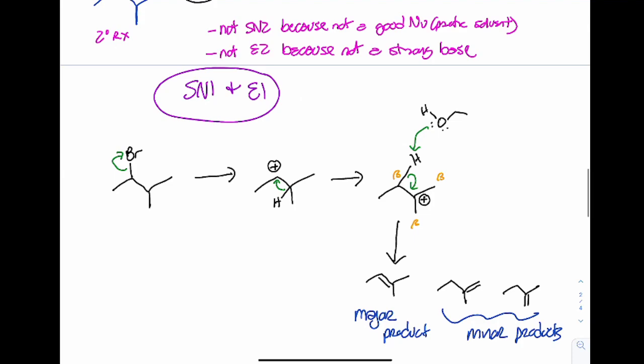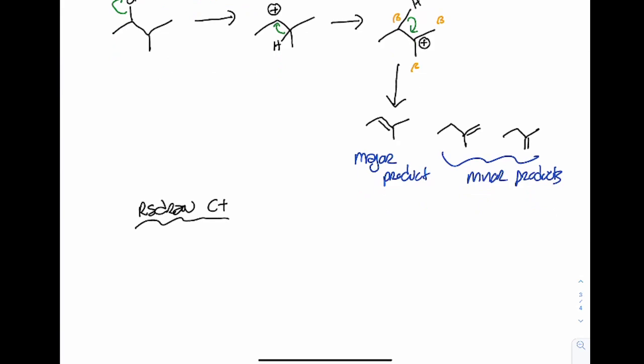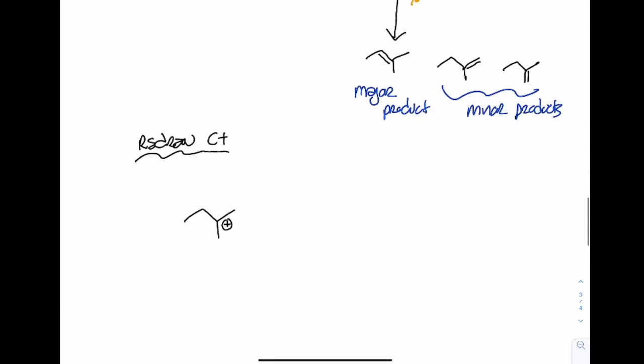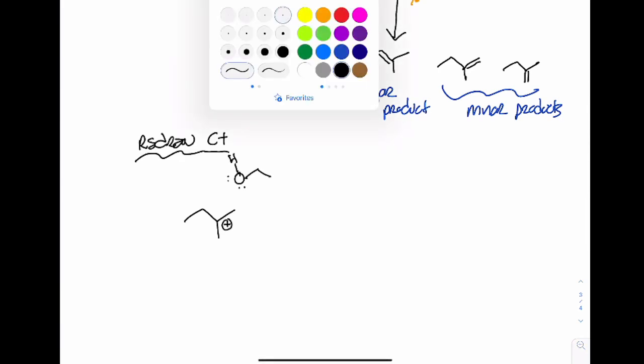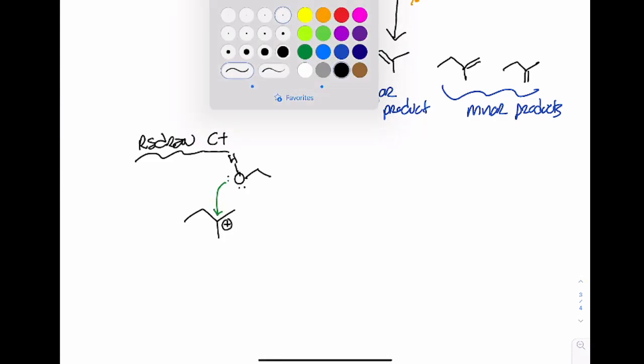I'm going to redraw that intermediate, because we need to do the substituted product also, right? We're getting SN1 and E1. So redrawing this. This time I'm going to have ethanol act as a nucleophile and bond to that carbon. So I'm going to bond to that non-octet carbon.